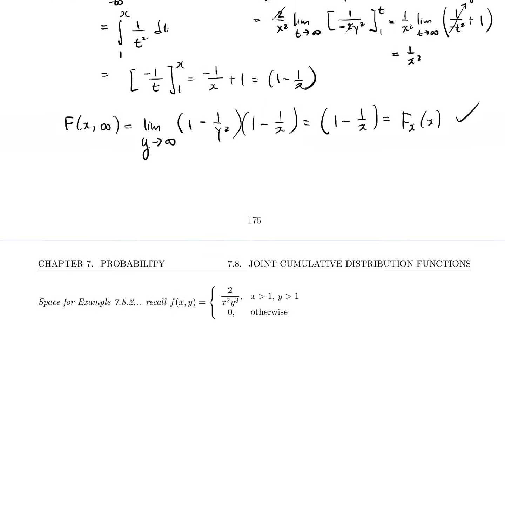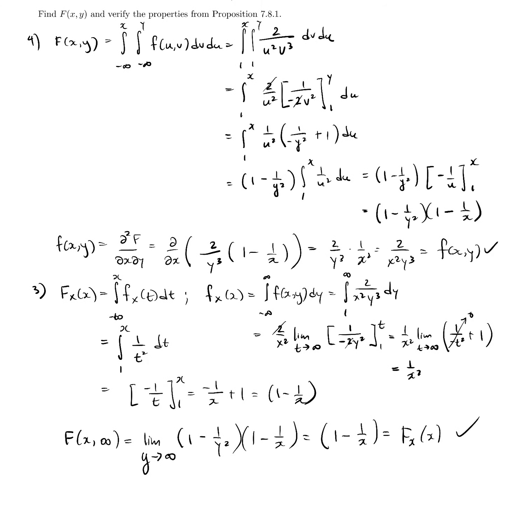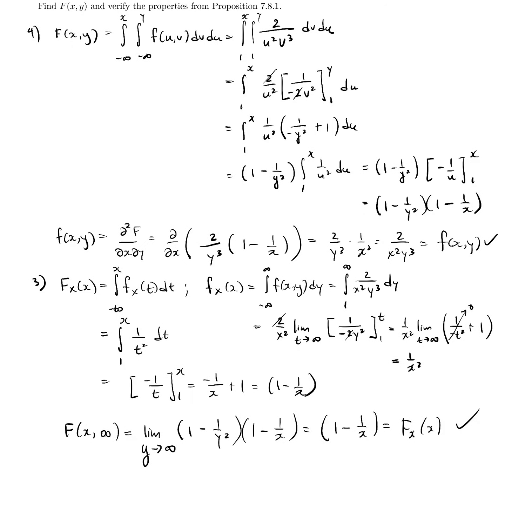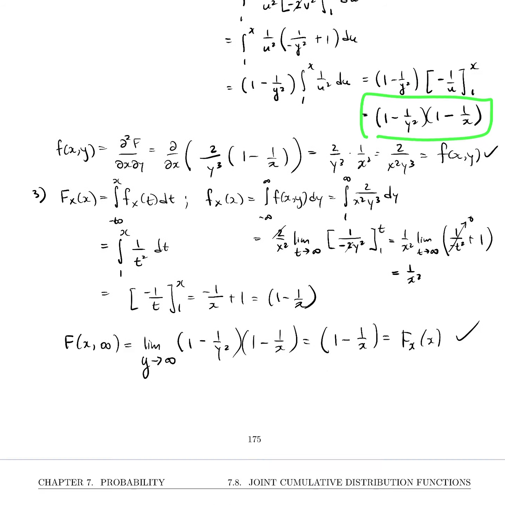In this video, we're going to finish example 7.8.2, where we had joint random variables X and Y with a density function here. In the previous video, we verified properties 3 and 4. We're working our way backwards, so we did 4 and 3. In particular, we found the joint CDF, so let's recopy that. Down below, we have our joint CDF, capital F of x, y is (1 minus 1 over y squared) times (1 minus 1 over x). So we're going to do properties 2 and 1.